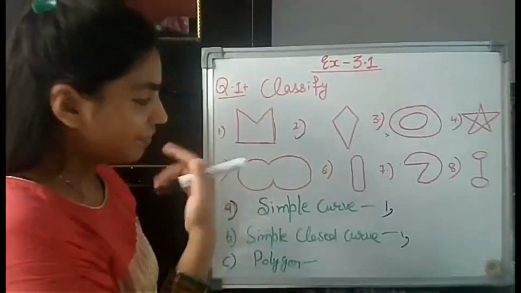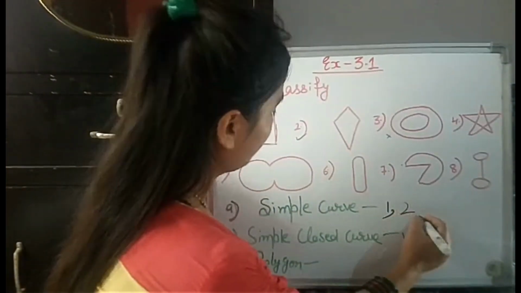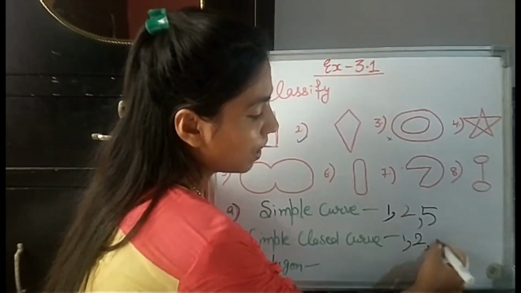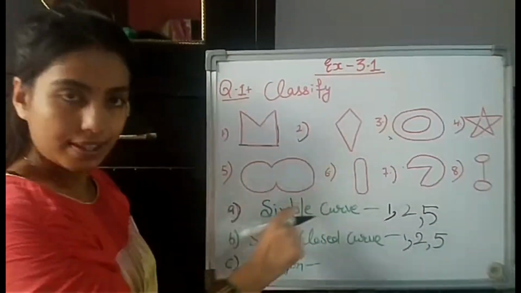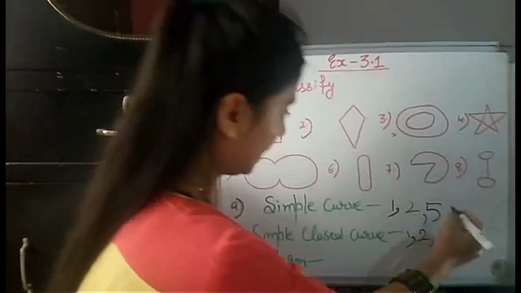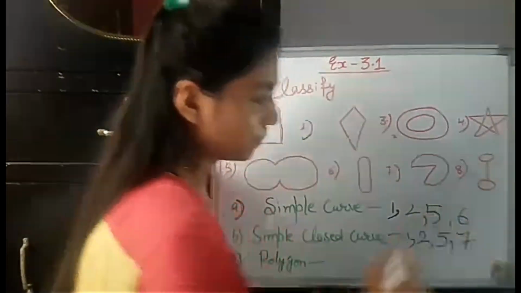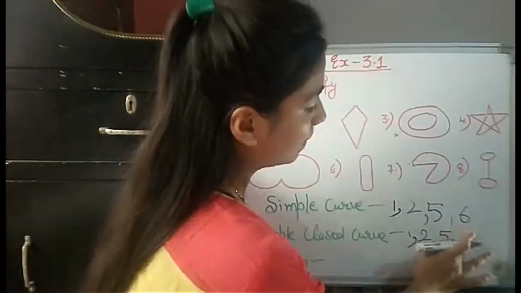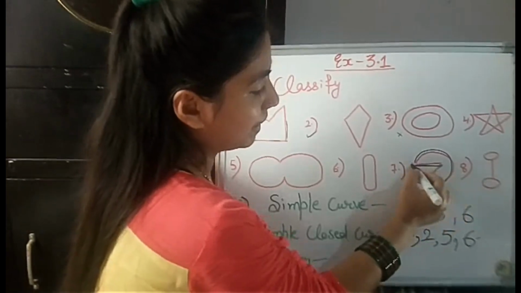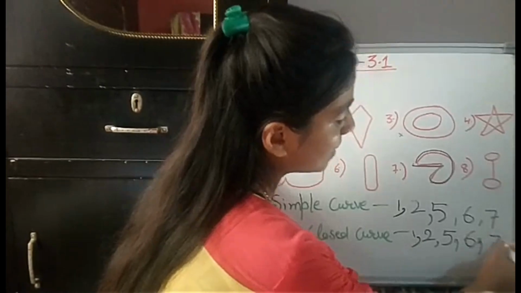Okay, 5: I'm going to draw this without lifting a pencil. The fifth one is also a simple curve, and it is also a closed curve. Now coming to the sixth, this also we can draw without lifting a pencil. It is a simple curve as well as a simple closed curve. Now the seventh one, I'm going to draw this without lifting it, so it is also a simple curve. It is closed, so it is a simple closed curve as well.